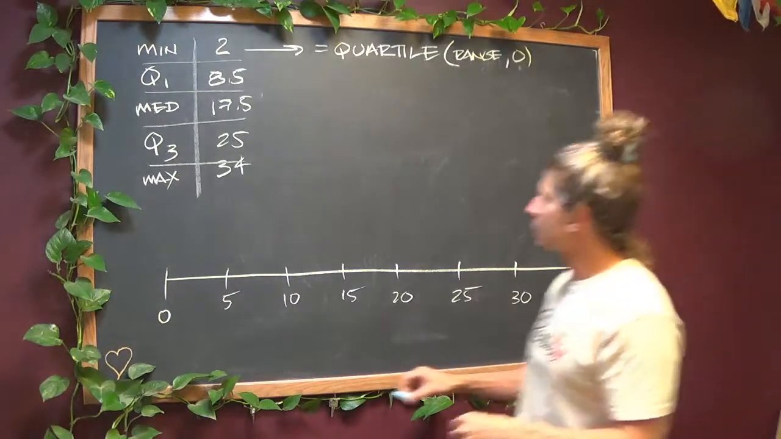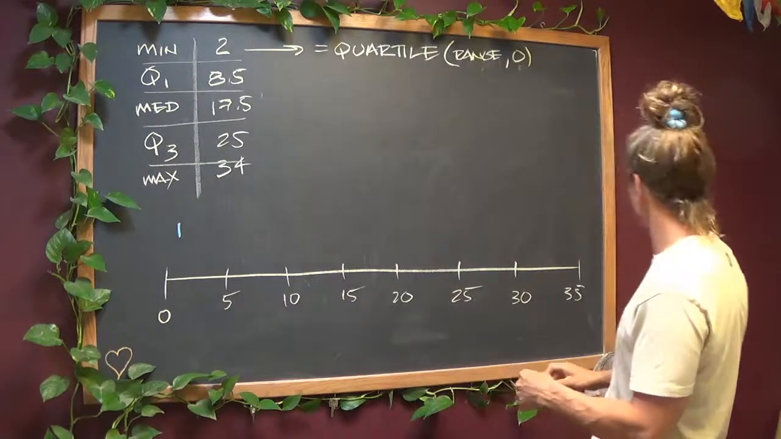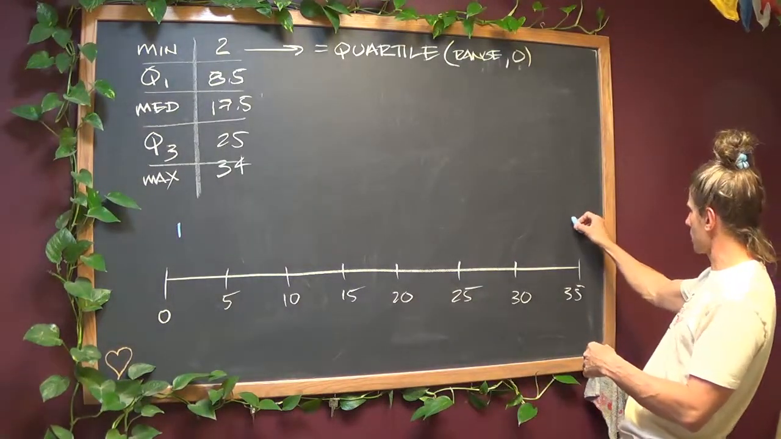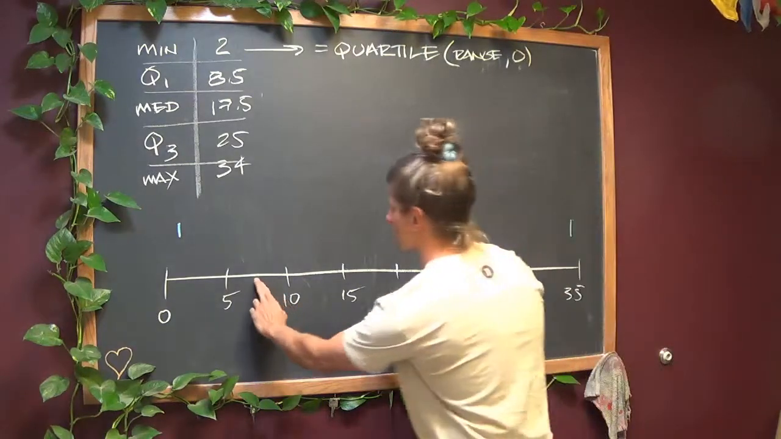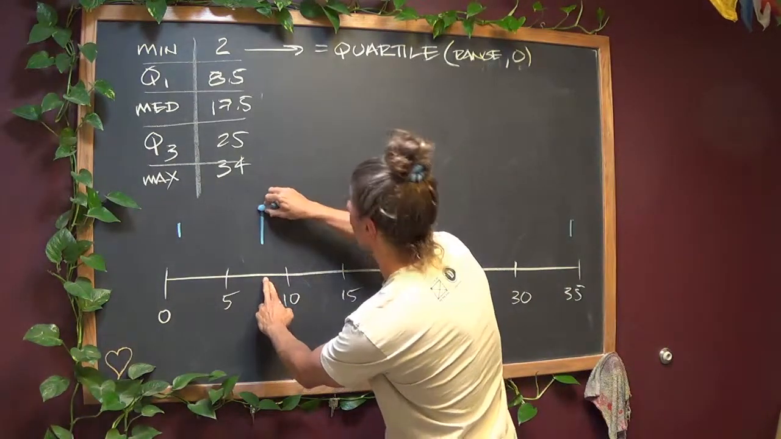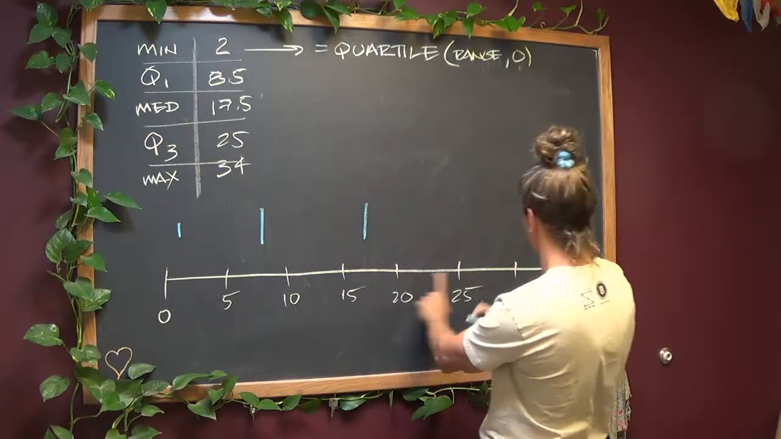So the min's at 2-ish here. Your max is at 34-ish here. Your 8.5, 17.5, and 25.